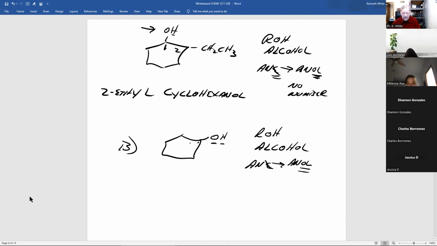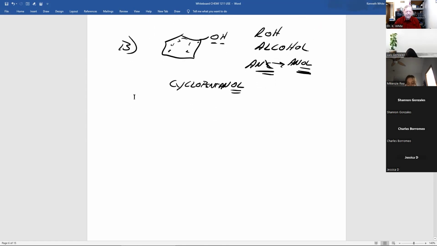Well, how many carbons? 1, 2, 3, 4, 5. It's a ring. 5 is pentane. A ring is cyclopentane. But I'm going to drop the E and replace it with OL, cyclopentanol, and I'm done, because you don't need a number for the hydroxyl group, no matter what carbon it's on.